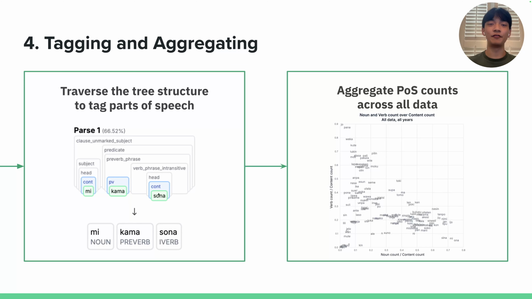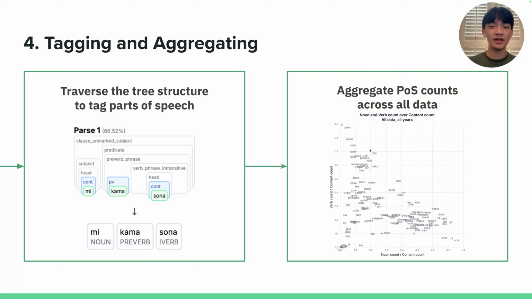Sona is also the head of a phrase, but instead of being in the subject position or the direct object position or so on, it's in the verb phrase. So I mark it down as an intransitive verb. And then kama is a preverb here, so I just mark that down as a preverb. Once I do that, I have all these tags, and then I just count however many times every word appears in each of these different parts of speech.